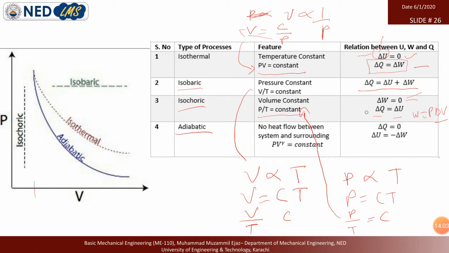So when we are heating the system, it will increase the internal energy, or when heat is released from the system, the internal energy will decrease.